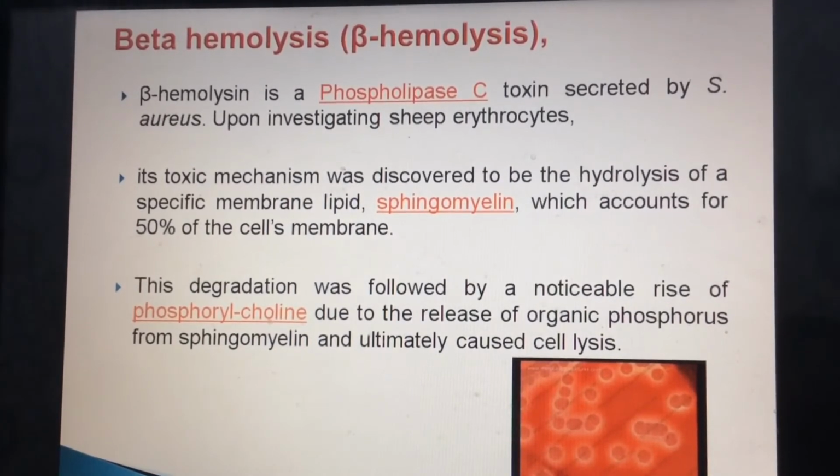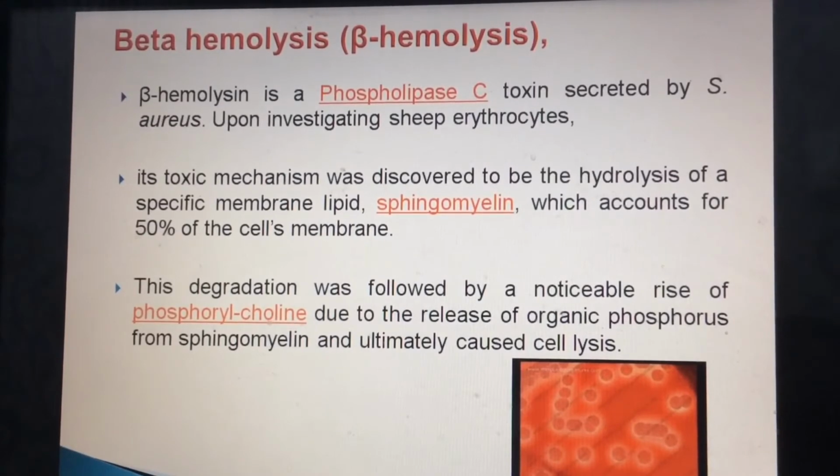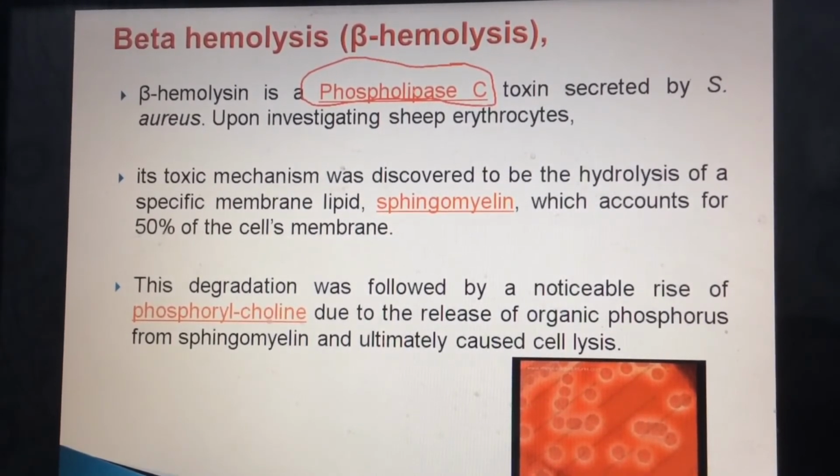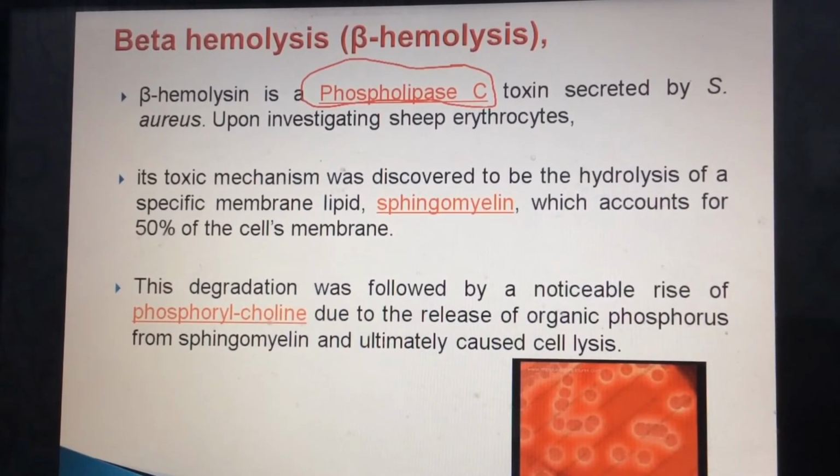Beta hemolysis is the phospholipase toxin, where there are lipid and protein molecules, but here it is the phospholipase, that is a phosphate molecule and lipid molecules. They can combine and form the toxins secreted by the SRS bacteria, and we can study in the sheep erythrocyte, where we can go to the lab and understand the basic principle behind this. How this toxic mechanism is discovered by the hemolysis.